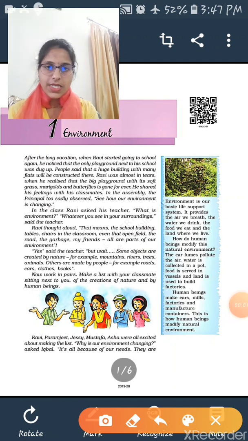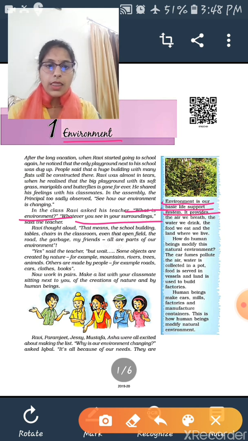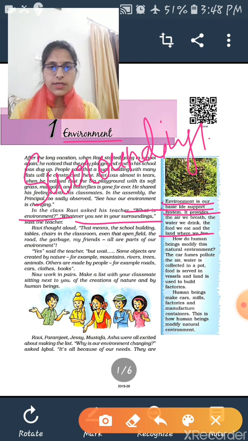Environment. This word is derived from the French word environ, which means neighborhood. So what is environment? Whatever you see in your surroundings are all parts of our environment. Environment is basically our basic life support system. Why? Because it provides the air we breathe, the water we drink, the food we eat, and the land where we live. In short, our surroundings or conditions in which an individual or organism exists are referred to as environment.